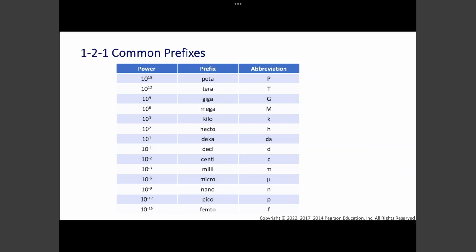Because of that, we can say 1 kilogram is equal to 10 to the power 3 grams, or 1 kilometer is equal to 10 to the power 3 meters. Why? Kilo is 10 to the power 3. Similarly, let's look at another example, milli. Milli is 10 to the power minus 3. So we can say 1 millimeter is equal to 10 to the power minus 3 meters. Likewise.